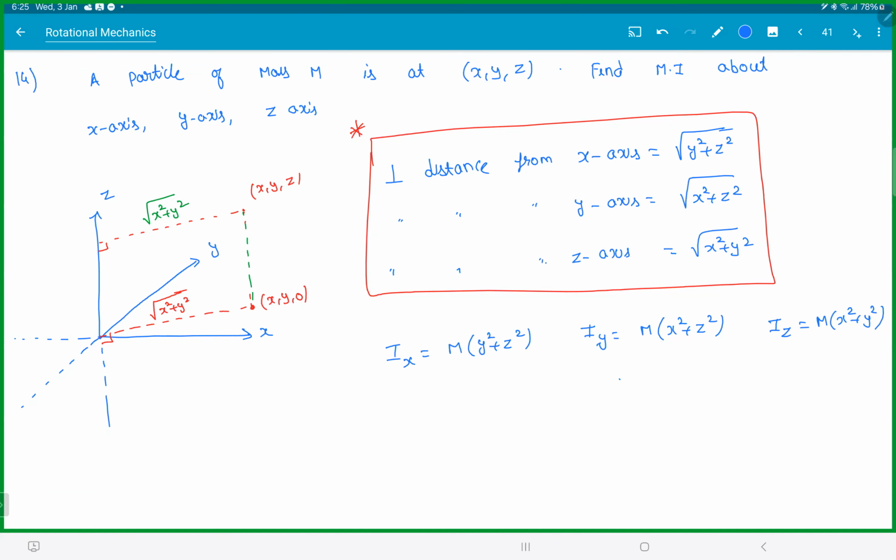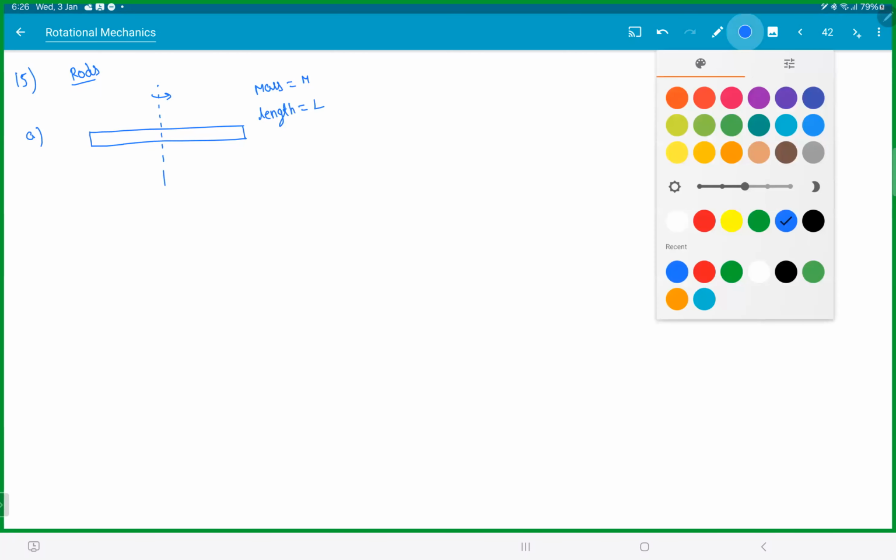For particles, you really don't have many moment of inertia problems. So the next thing is continuous bodies. The first thing that we will encounter is a rod. So I'll show you one, and then I'll give you more. So we have a rod here, with mass m and length L. Just have a look at this one derivation, and then it is the same thing there.